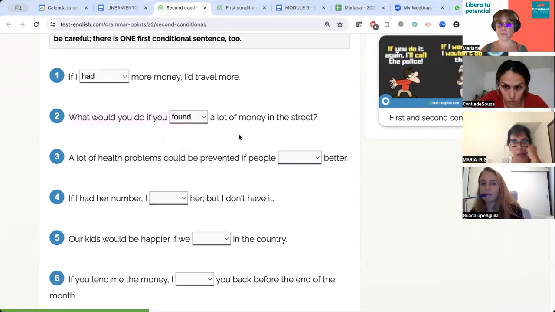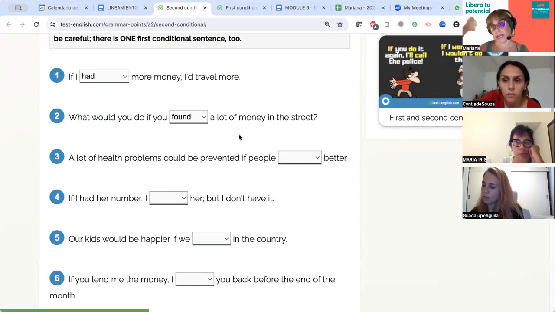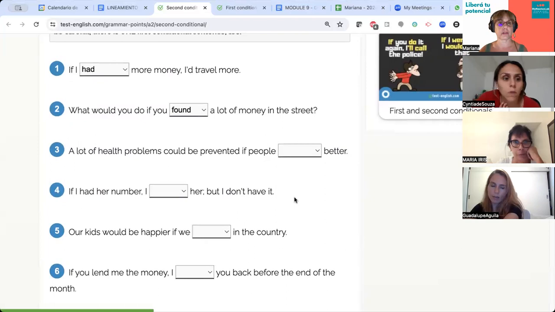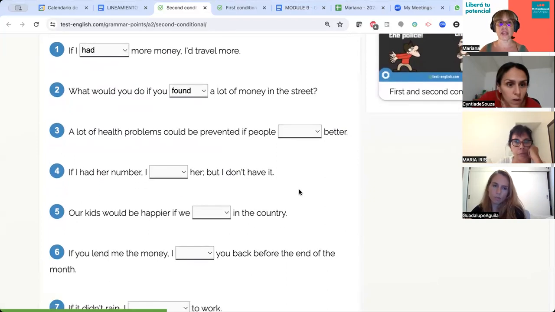No, found is in past. Found is the past of the verb. In this case, it's positive. If you have a negative, you need to respect the rules of the past. And in the negative, the past, what do you use for the negative in the past? Didn't. Exactly. So you respect the rules of the tenses.